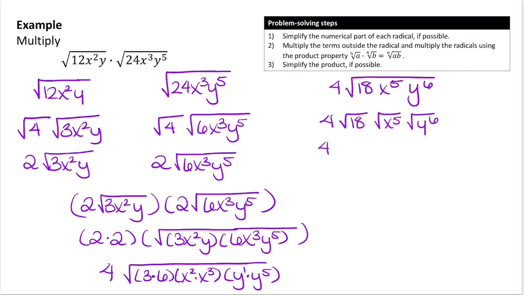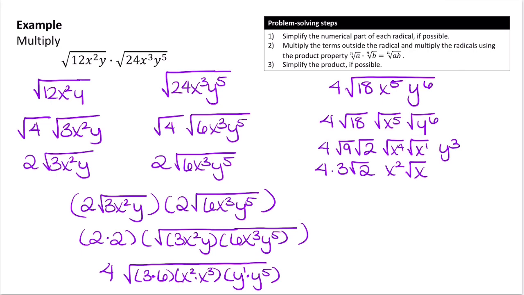Okay, so we have 4. The square root of 18 is the square root of 9 times the square root of 2. So that is going to simplify to 4 times the square root of 9 is 3, and then I have the square root of 2. Now let's look at the x to the fifth. The biggest perfect square I can factor out is going to be x to the fourth. So that's going to be x to the fourth times x to the 1. The square root of x to the fourth, I just take half the exponent and I have x squared. So it's going to be x squared times the square root of x. And now I have y to the sixth. Well, since 6 is divisible by 2, that's going to be y cubed, right?